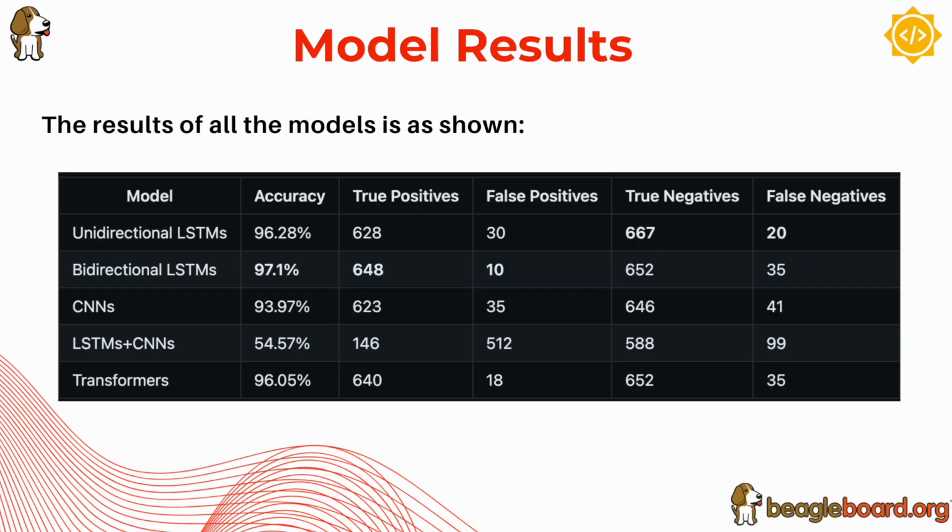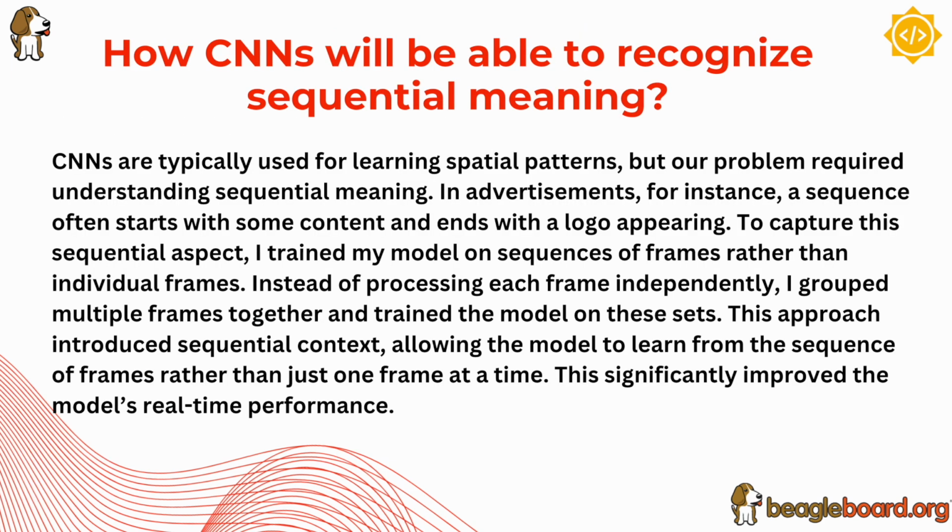Here you can see the different models I tried so that I could compare them and finally pick the best one. But after verifying the supported layers, I decided to use the CNN model for my commercial detection system. Now one question arises: how will CNNs be able to recognize sequential meaning in a video classification problem? CNNs are typically used for learning spatial patterns, but the problem required understanding sequential meaning. In advertisements, for instance, a sequence often starts with some content and ends with a logo appearing.